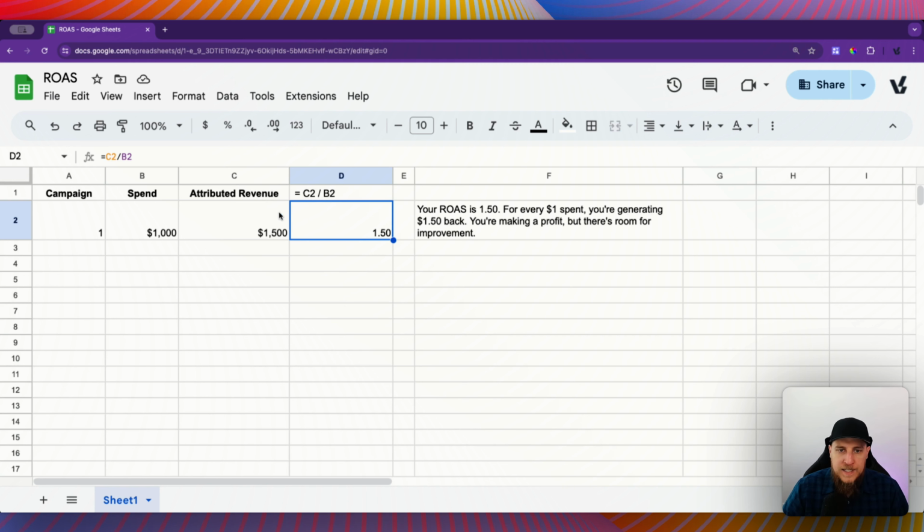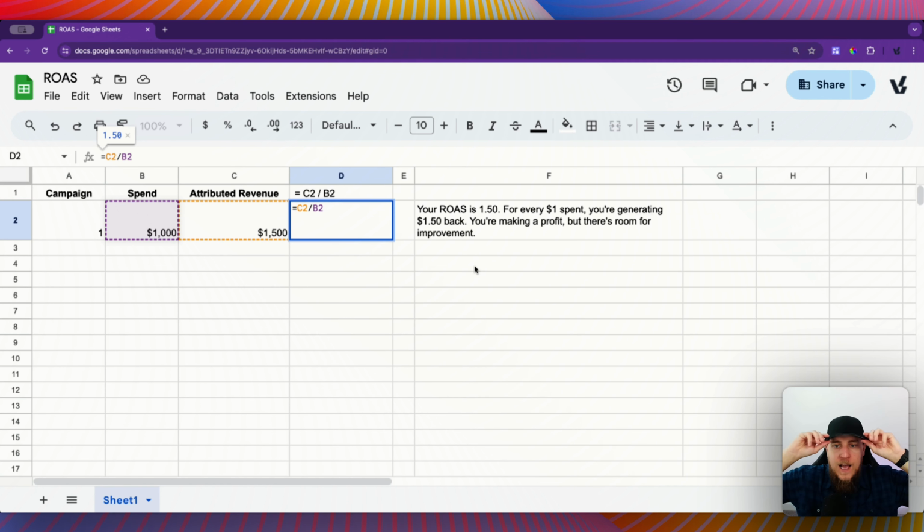So the formula is just, in this case, C2, which is this column here, over the spend. So we have the attributed revenue over the amount we spent. And that gives us a number, which is represented as a number, not a fraction or a percentage. So the ROAS is 1.5, right? Which means for every $1 we spent, we're generating $1.50 back as ROAS, right?